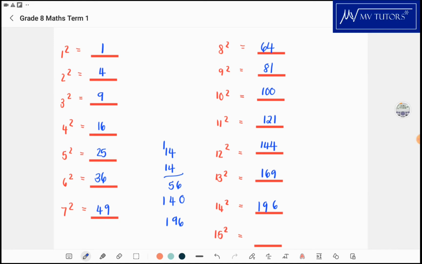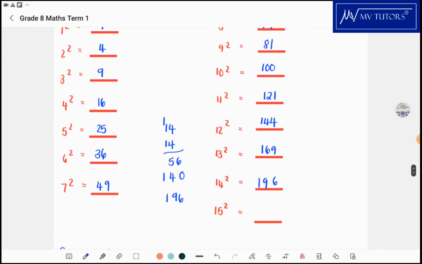And what about 15 squared? Should I guess? I think not. Let me just multiply it myself. Let me not embarrass myself by showing that I don't know what it is. 5 times 5, that's 25. Carry the 2. 1 times 5 is 5, plus 2 is 7. 5 times 1 is 5. 1 times 1 is 1. So we have 225. That is 15 squared. Okay, let's just check.